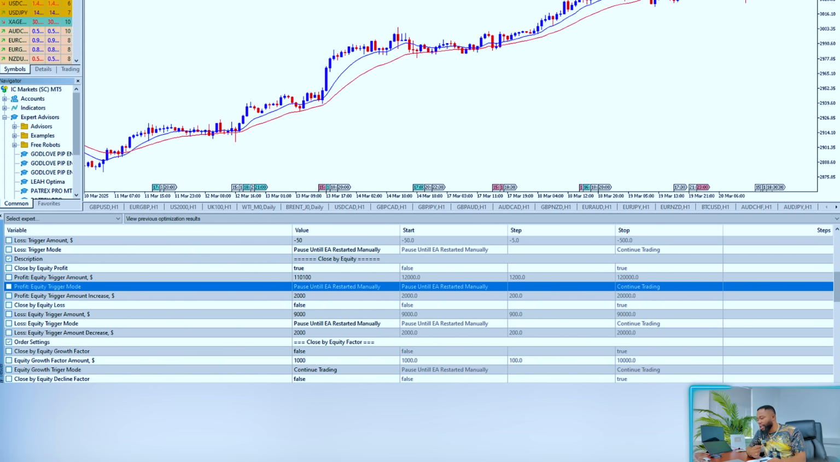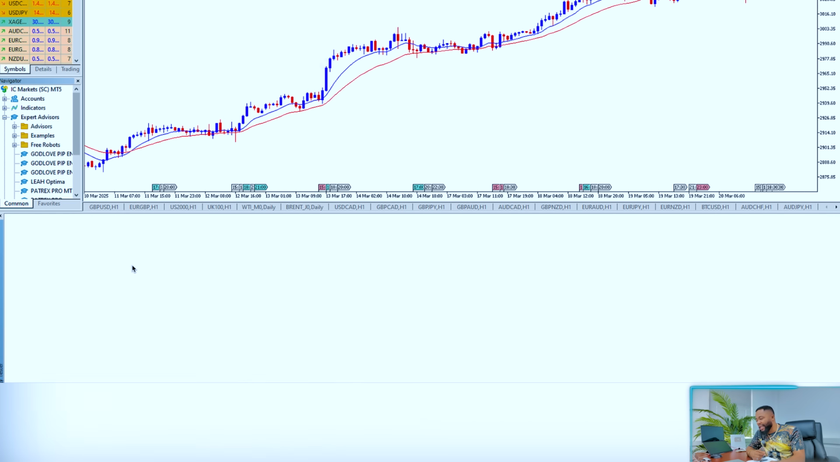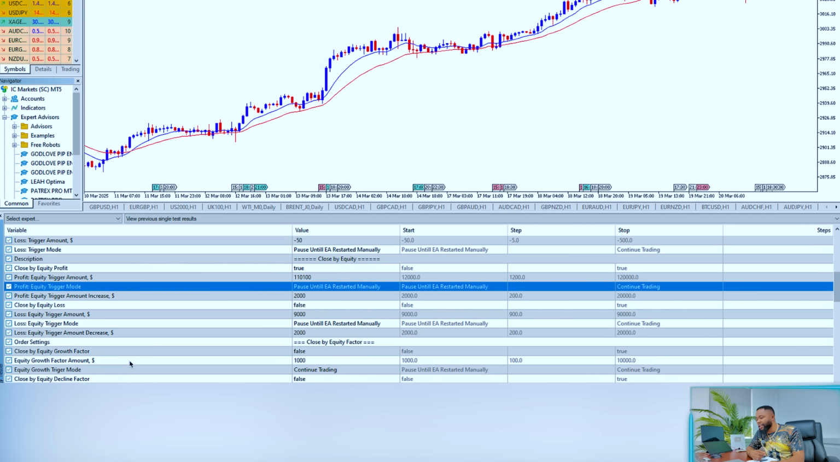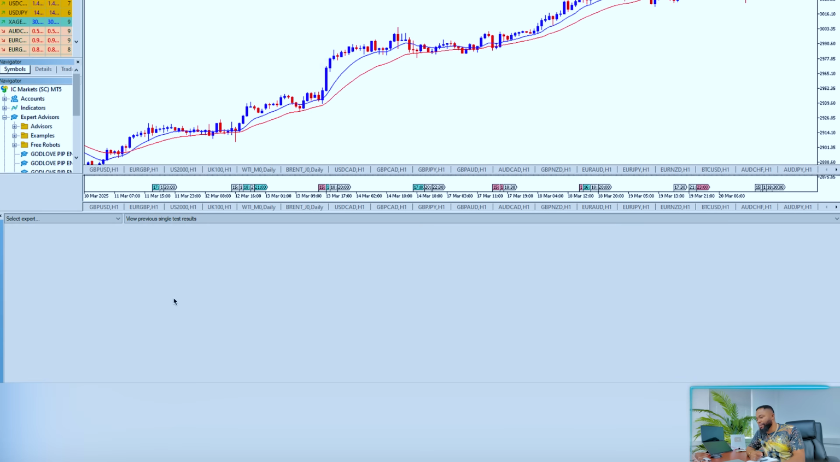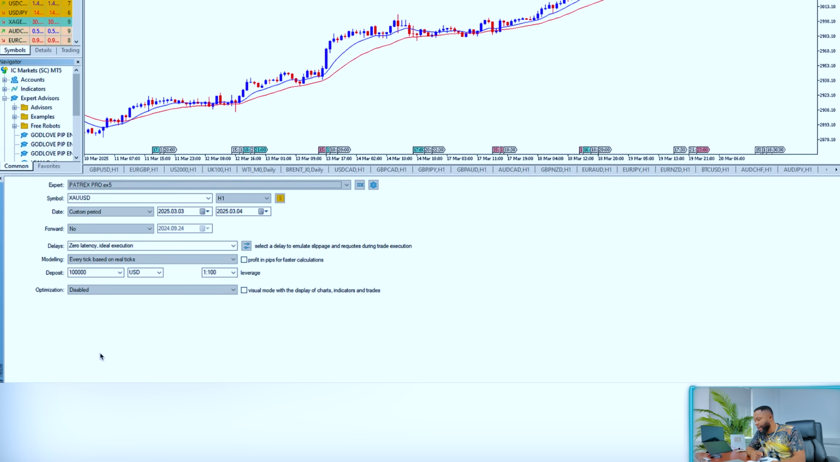After you've optimized your input and you get the right input, then you come down to what? You come back to overview, you go under single. Under single, you're going to be using those same inputs you got from optimization to then backtest Patrex Pro. So let's just use the default settings that come with Patrex Pro, and we use single to backtest Patrex Pro from, let's just say last month, and then we'll go again on custom.